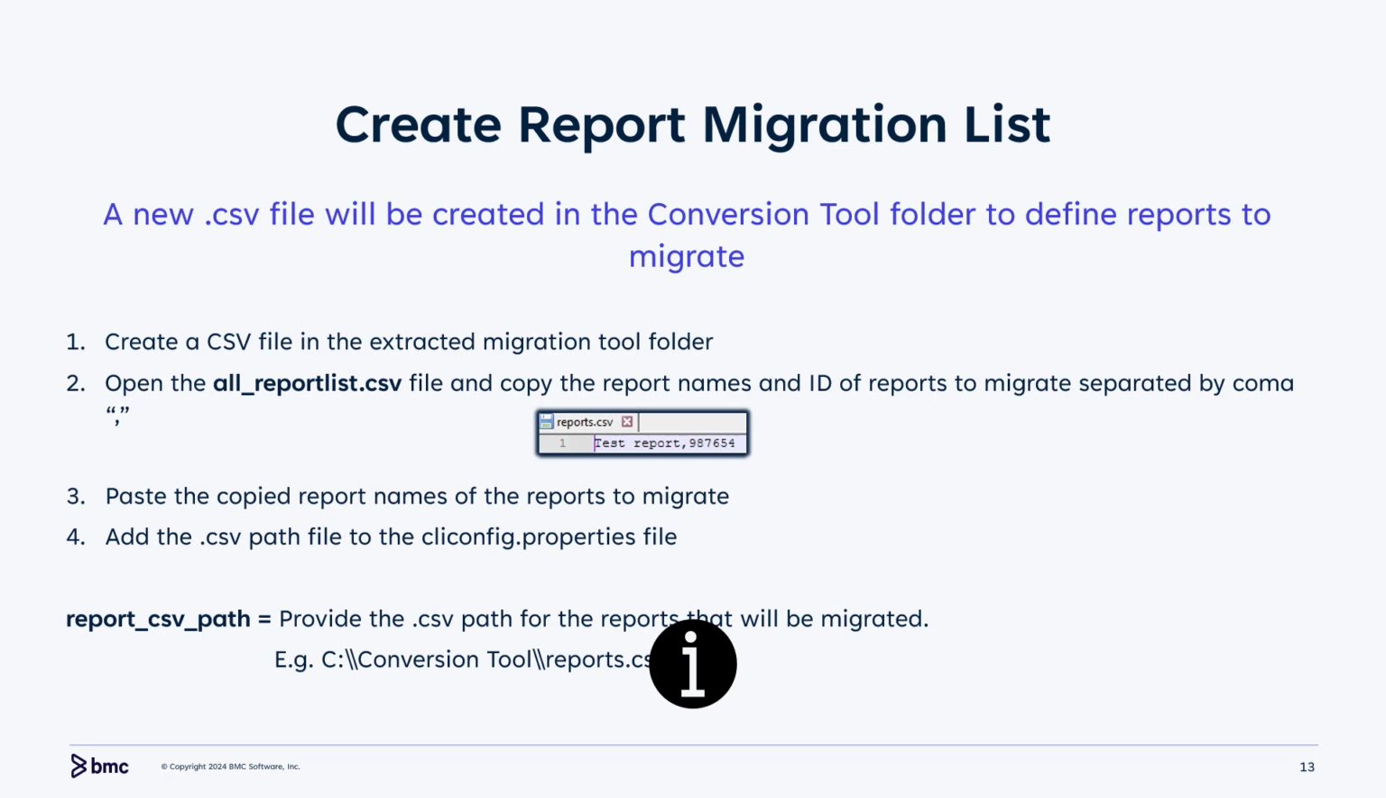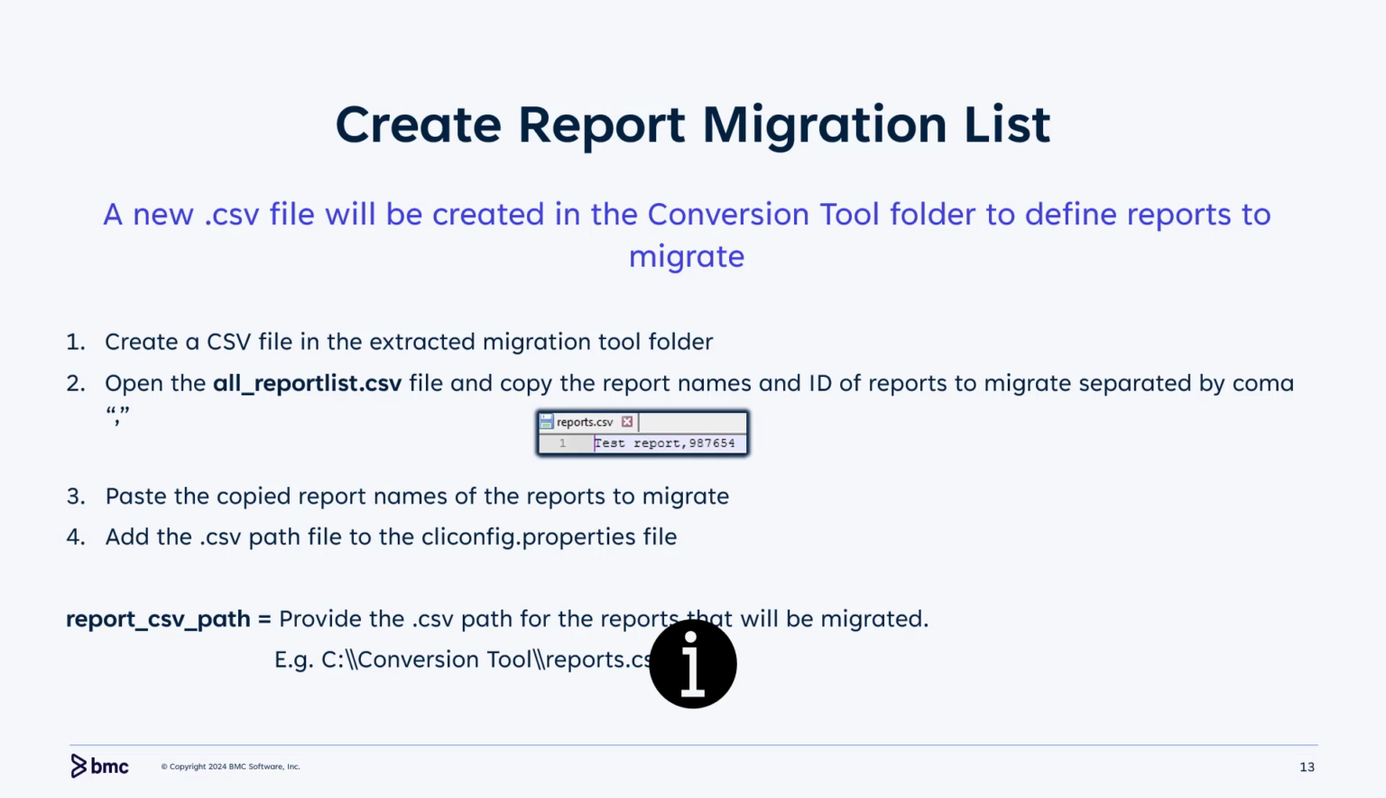After obtaining the list of reports in the all_report_list.csv file, proceed with the following steps for the migration of selected reports. In the first step, you must create a CSV file in the path where the conversion tool was extracted. In the second step, open the all_report_list.csv file and copy the name, followed by the IDs of the reports to be migrated. In the third step, select the report names and ID. Paste it in the new CSV file and save changes.